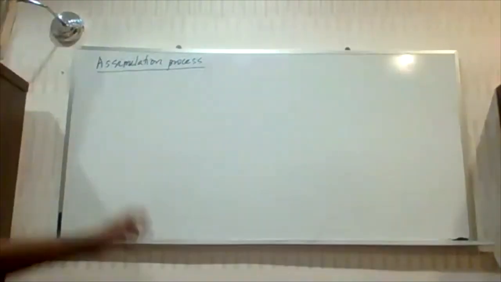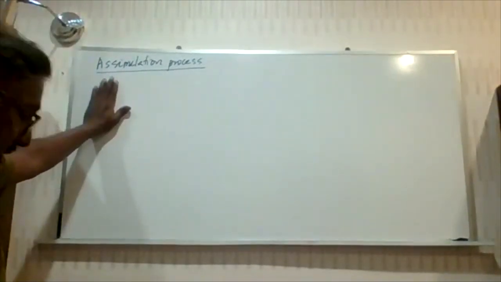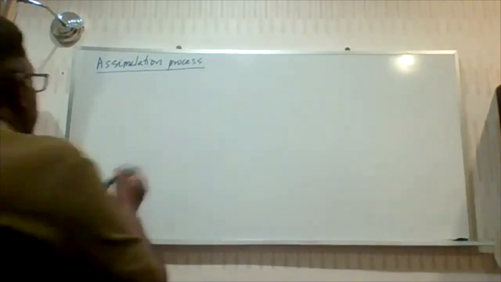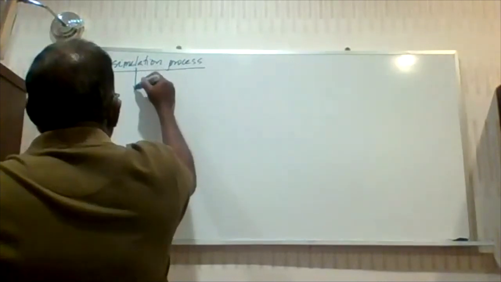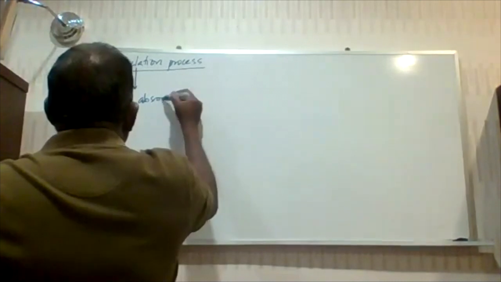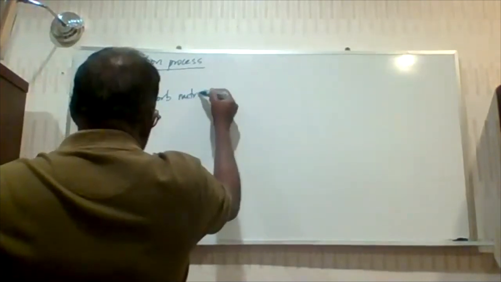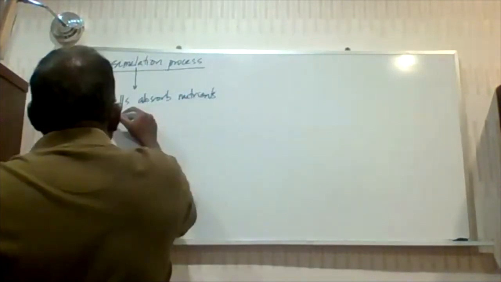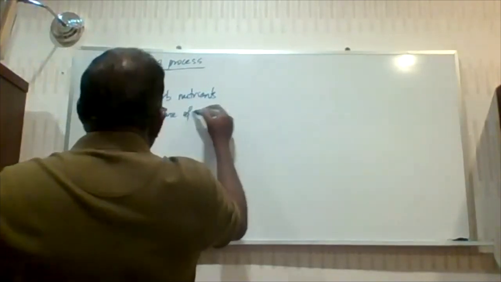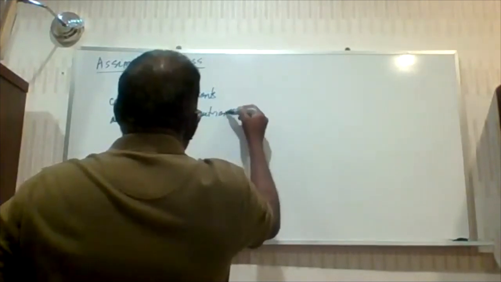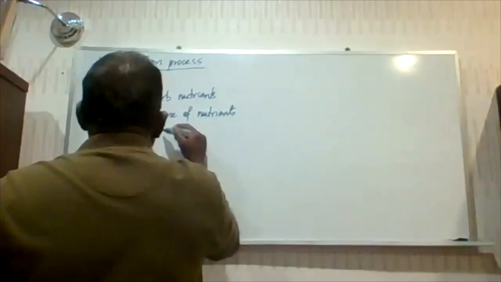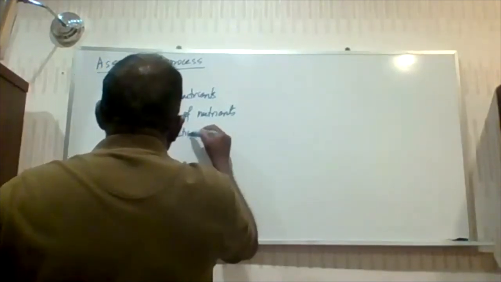What is the process? So now let us look at the assimilation process. What is actually assimilation? Assimilation is the process by which cells absorb nutrients and make use of the nutrients for its purpose and functions.